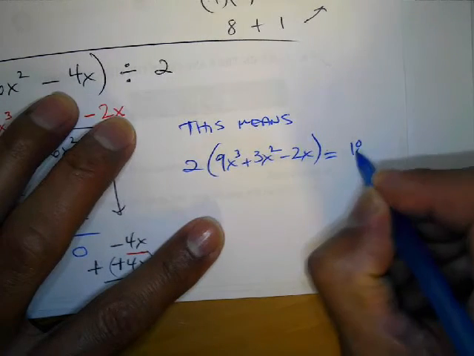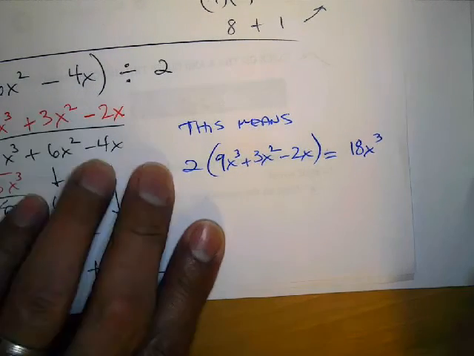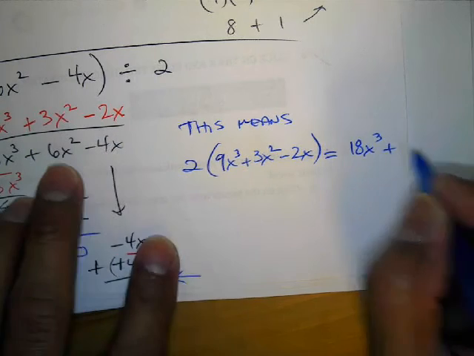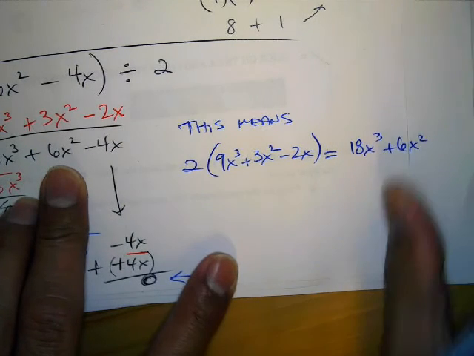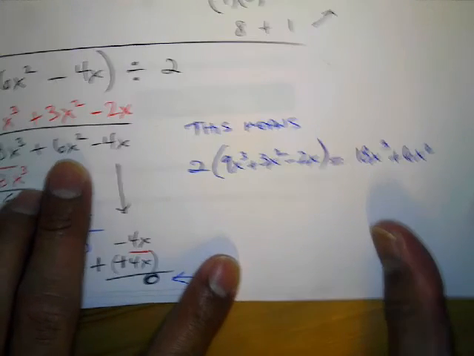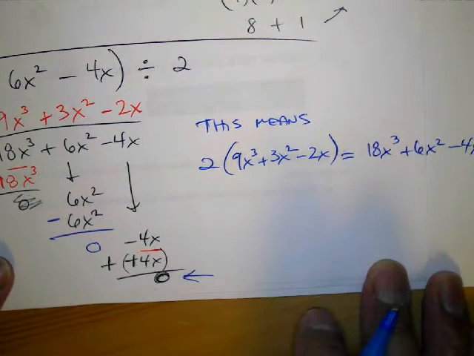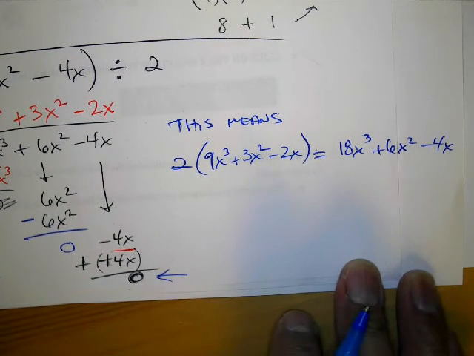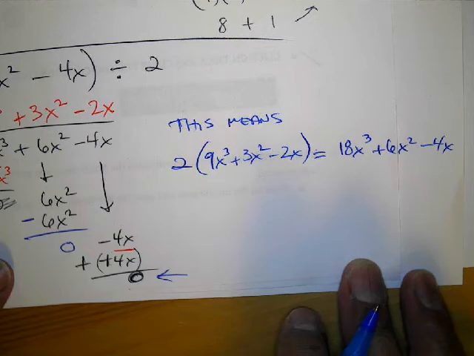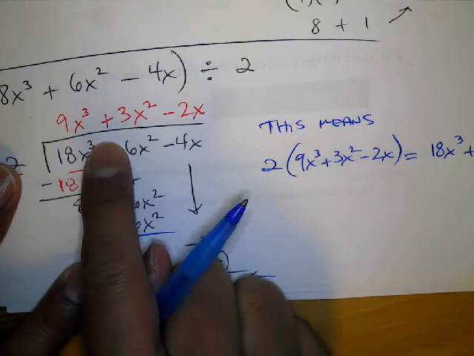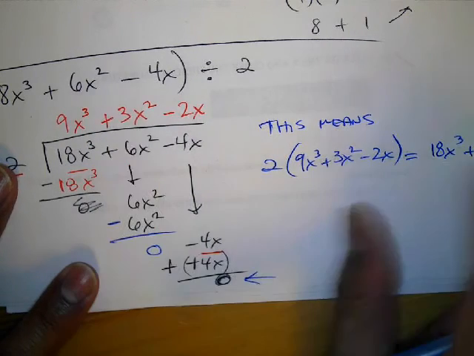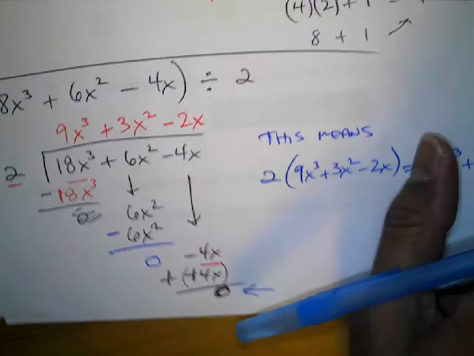Well, this 18x cubed plus 6x squared minus 4x. And when you check the answer, you're just going to see just this part, right? But you got to understand what it means. Now let's try another one.